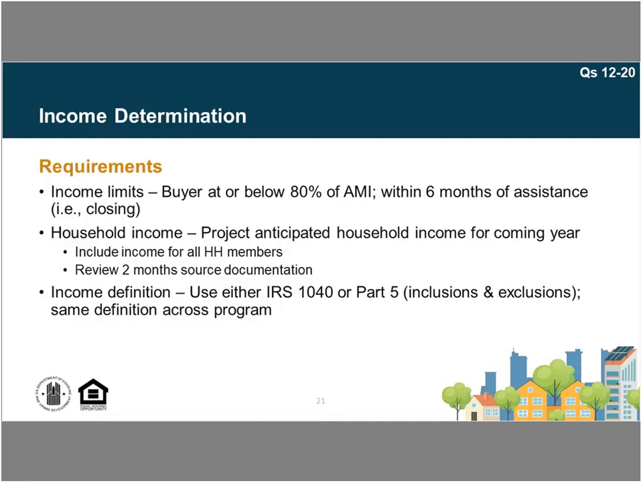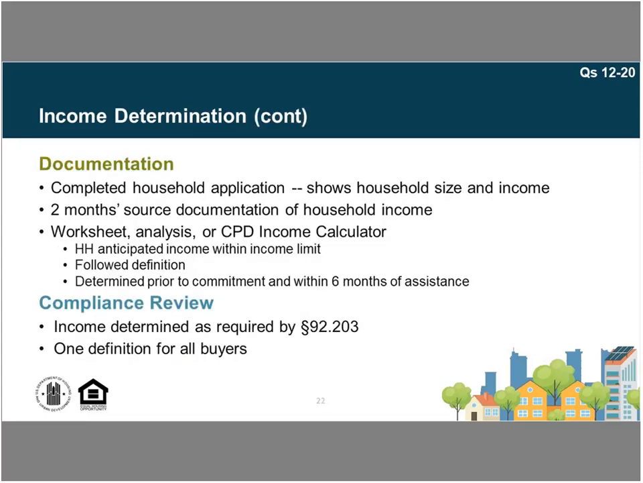The other thing that's on this page as an important requirement is that the HOME rule does require you to have at least 2 months of source documentation supporting every income source. And that's more than is required in some other programs, so I want to stress that as a very important requirement. So what's the documentation?